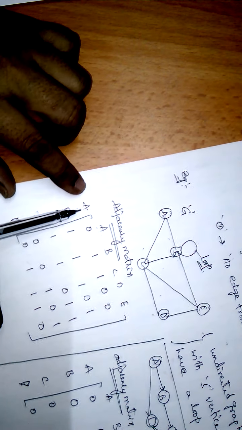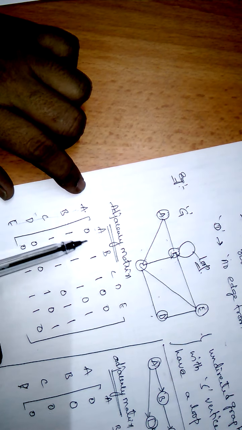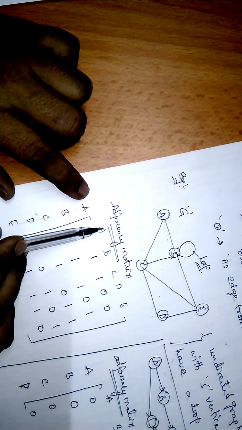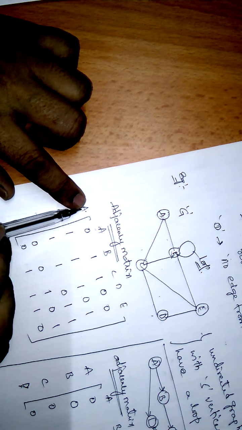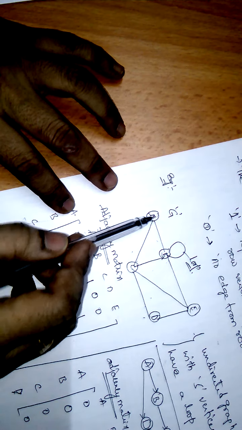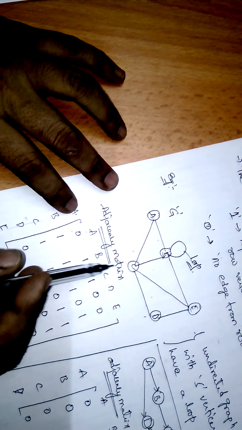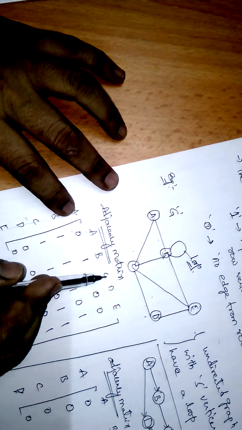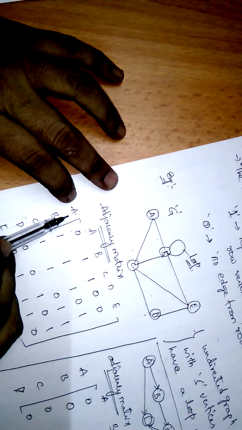First, row A. This is a 2-dimensional array. This is row A, column A, that is 0,0. Is there an edge from A to A? You check in the graph, there is no edge from A to A, so the value is 0. Next, A, B. Is there any edge from A to B? Yes, so the value is 1. Next, A to C. There is an edge from A to C, so the value is 1.